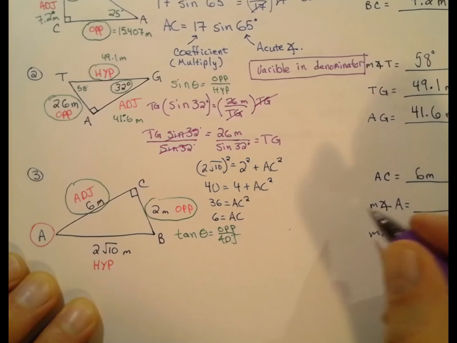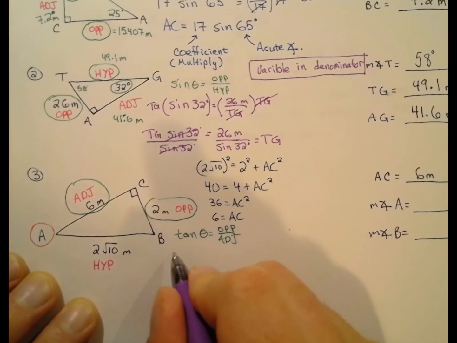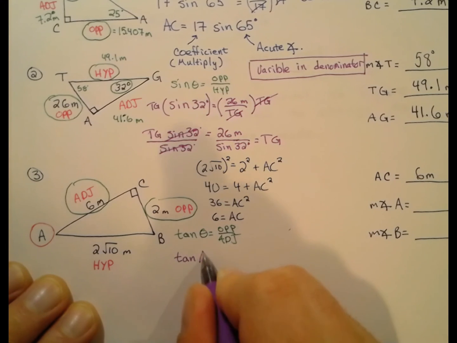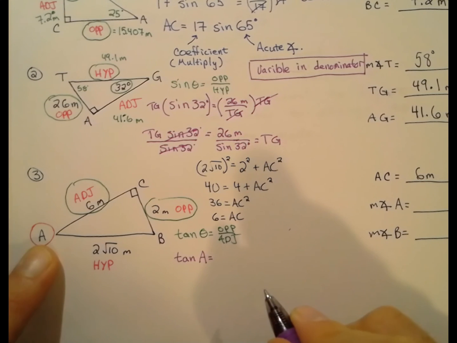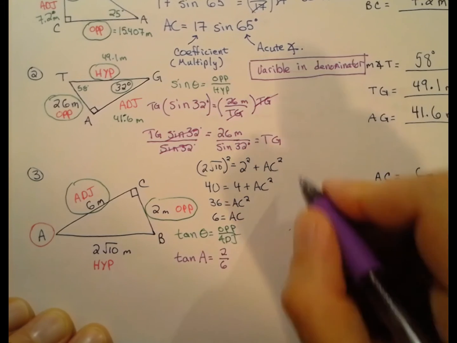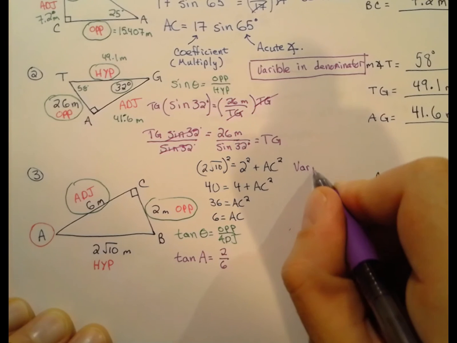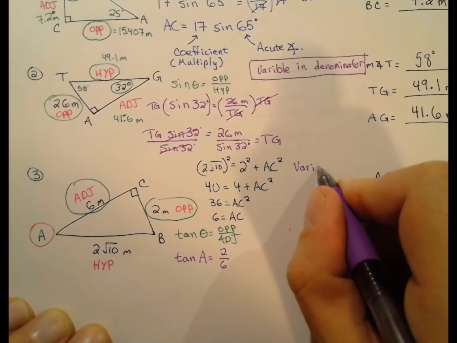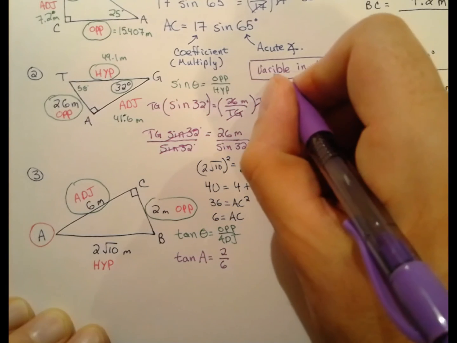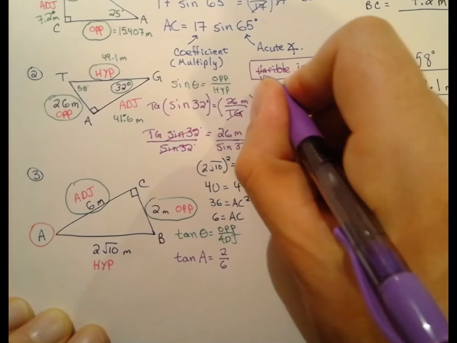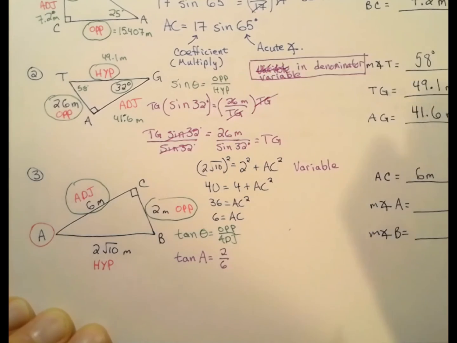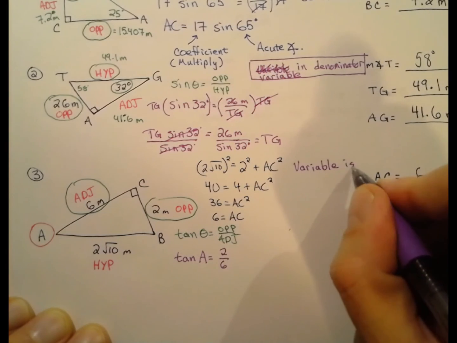So when we substitute, we're going to substitute the A as our theta. That's the unknown, angle A. And then the opposite side is 2. Adjacent side is 6. And this is the situation. Variable is the acute angle. I just realized I spelled variable wrong here. Variable. So important. Variable is acute angle.